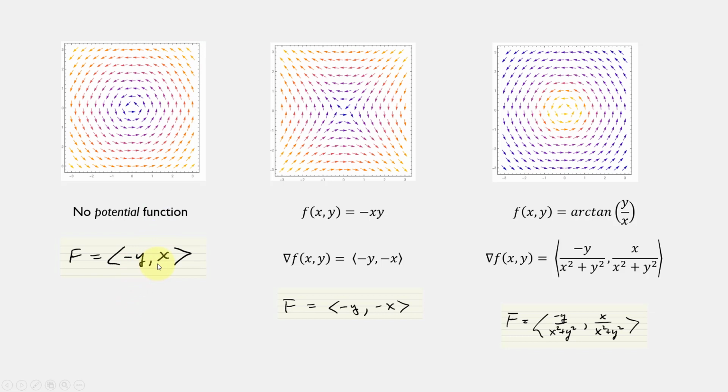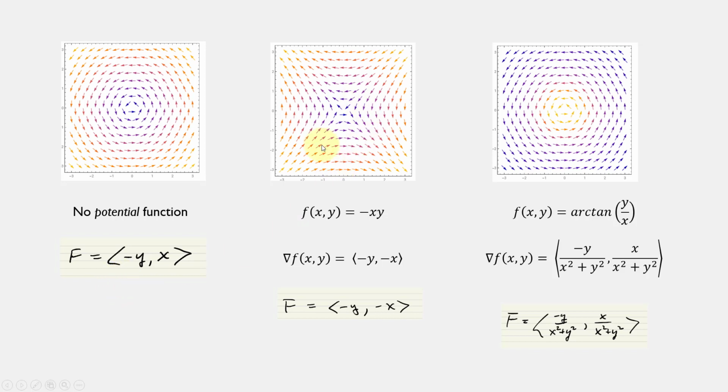As the x and y get bigger, these magnitudes get bigger. So the closer we are to the origin, the closer these values are to 0, and the smaller the vectors would actually be, which is indicated here by this darker blue color. But there is no function that has this as its gradient. What that's referred to as is the potential function. So there isn't a potential function for this vector field.